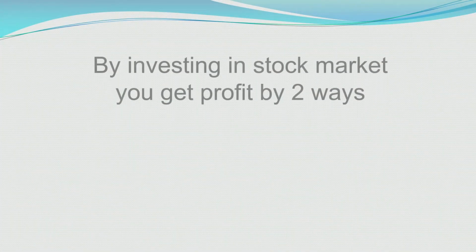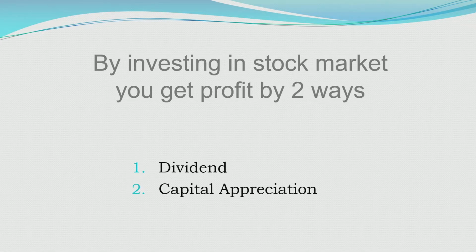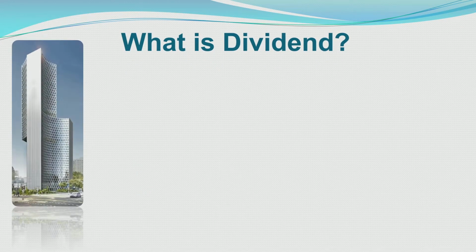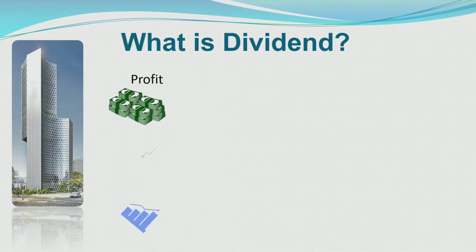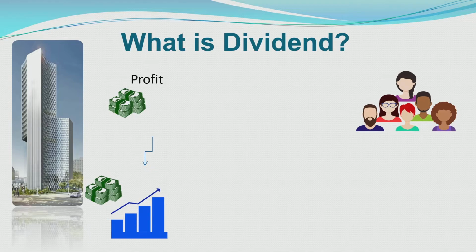How do you get profit by investing in the stock market? By investing in the stock market, you get profit in two ways. Number 1 is dividend and number 2 is capital appreciation. What is dividend? When a company earns profit, it uses some profit for expanding its business and shares some of its profit with its shareholders. It is called dividend. It is up to the board of directors of the company to give dividends to the shareholders or not. A small company does not give dividends. Up to 10 lakhs, a shareholder does not have to pay tax.